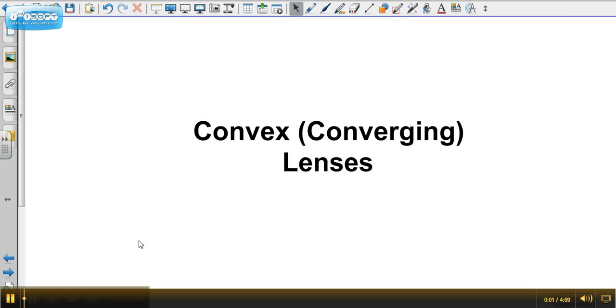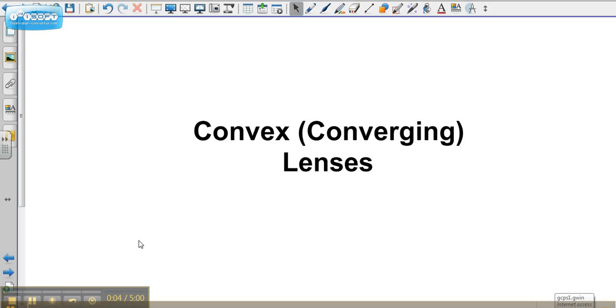We're going to look at drawing ray diagrams for convex or converging lenses. I highly recommend that you have the fill in the blank PDF notes in front of you so that you can fill in the blanks and see exactly what we're about to do.